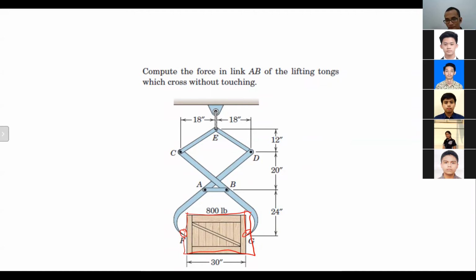Or you can just use the weight of 800 pound force. And the one in question is this one, AB. The force which is happening at link AB. How can we solve for this? As usual, where are we supposed to start?